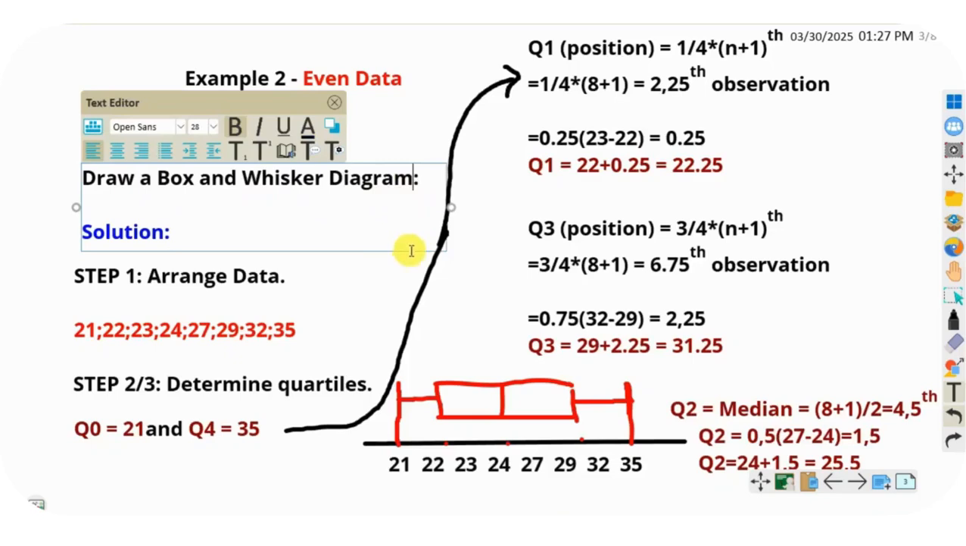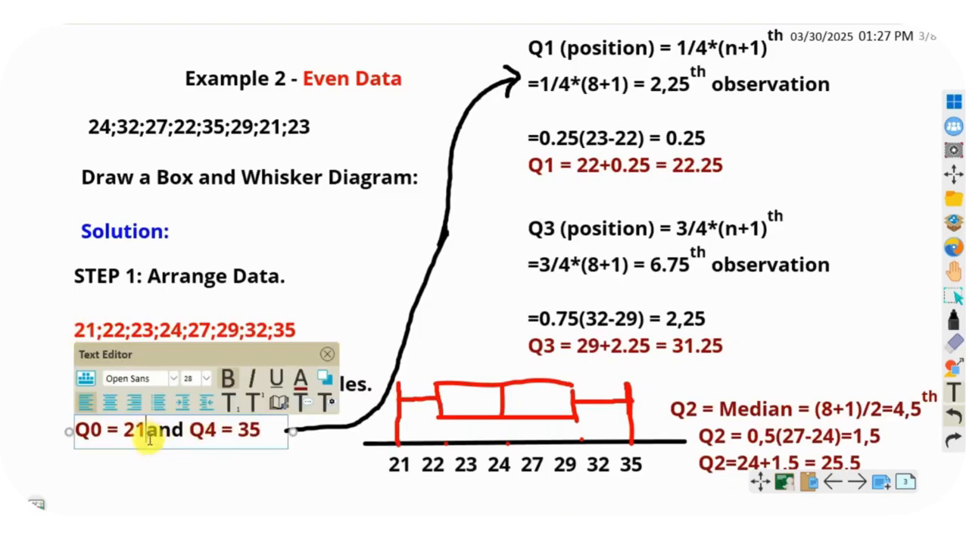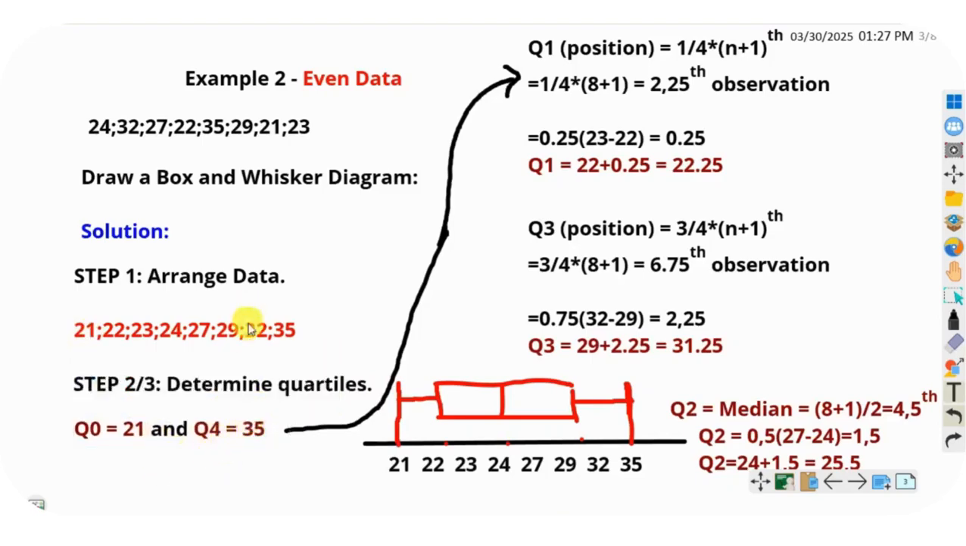So what do we do? The first thing to do is to arrange the data in ascending order. The smallest value is 21 and the biggest is 35. So we arrange the data in order from the smallest to the biggest. All right, step 2 and 3, determining the quartiles. Q0 is the lowest value, 21. Q4 is the highest value, which is 35.